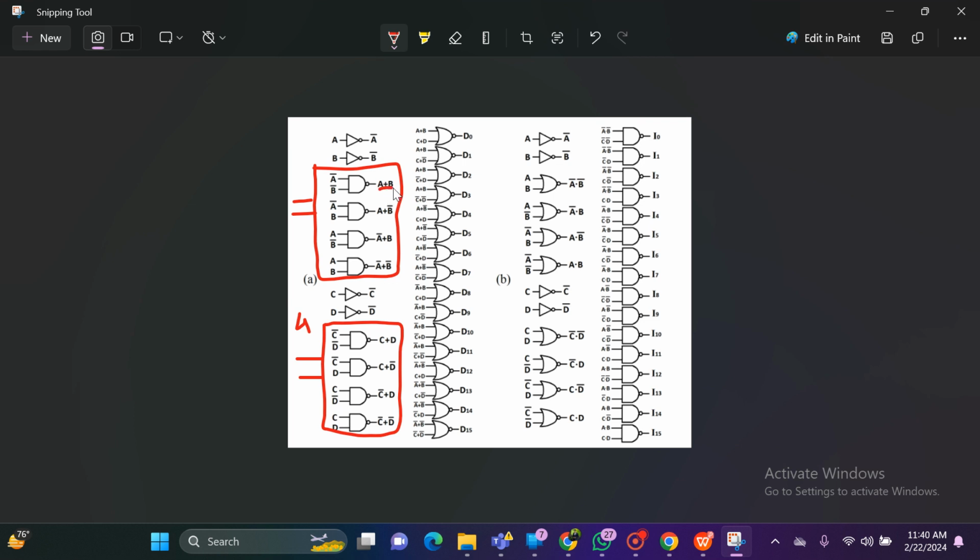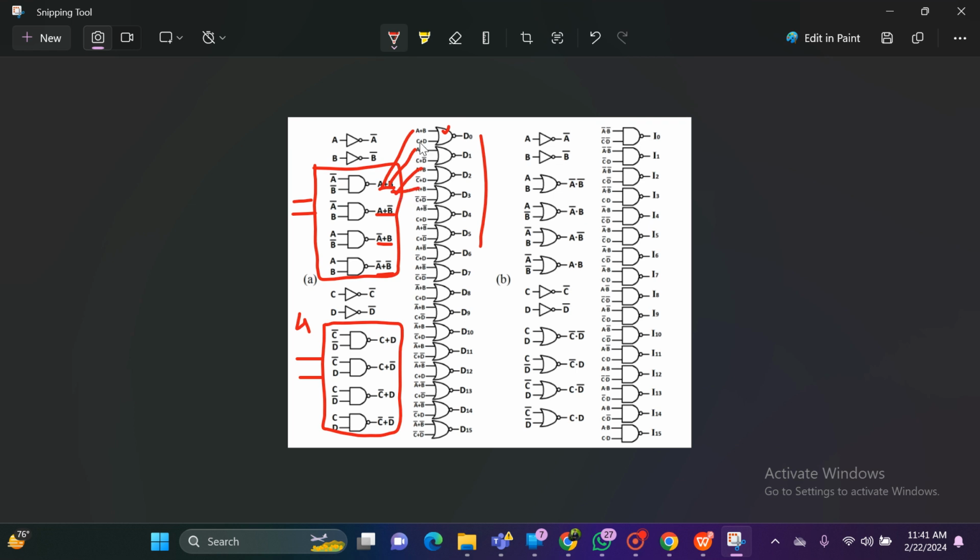So A plus B, A plus B bar, A bar plus B. These outputs are now going to these NOR gates. So you can see 16 NOR gates are there. So 4 inputs, 16 outputs we are getting from here. So what are they doing here? These A plus B, they are giving to the first 4 NOR gates. You can see the first 4 NOR gates, A plus B is the common input.